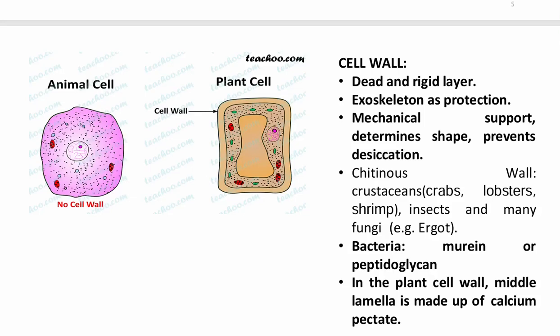So today let's discuss the cell wall. Cell wall is common in plants, and is also found in bacteria and cyanobacteria. It is a non-living thing, that is, it is dead, and it is a rigid layer meant for protection as an exoskeleton. Likewise, it is meant for mechanical support. It retains the shape. It prevents desiccation.